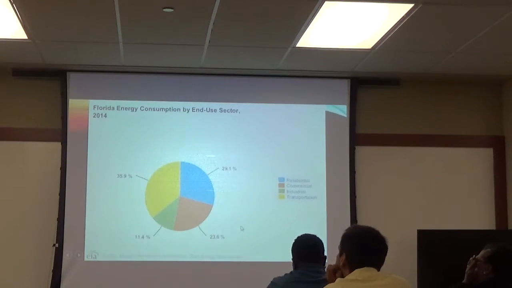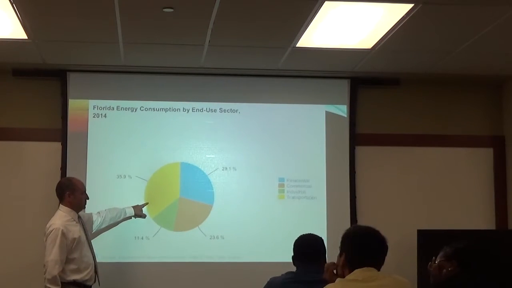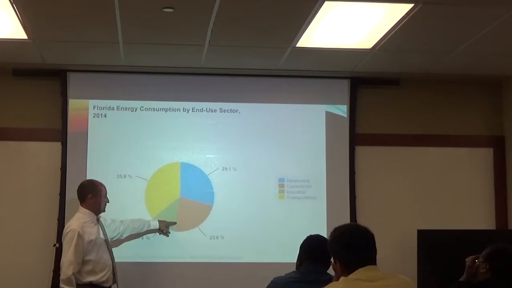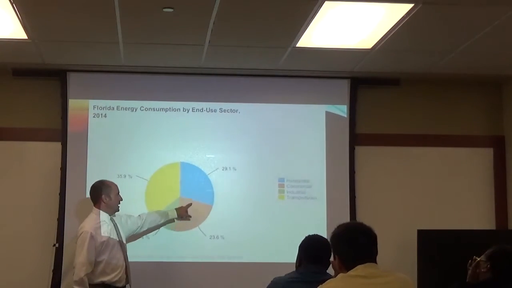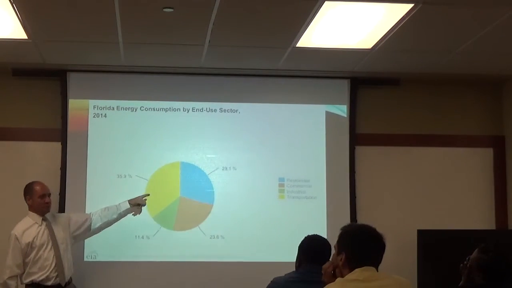And then to answer that question, which I already answered, I was trying to figure out where I put the table. It was on the next slide. So 35.9% is spent on transportation, and 11.4% is spent on industrial. The second largest is residential.